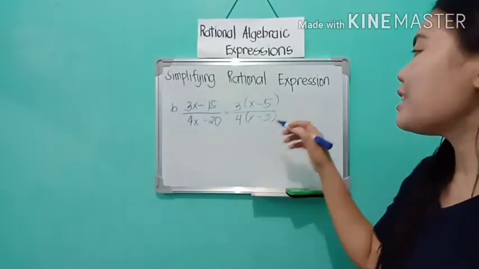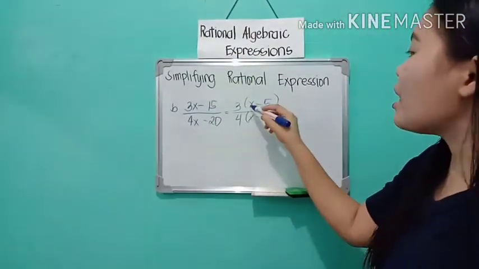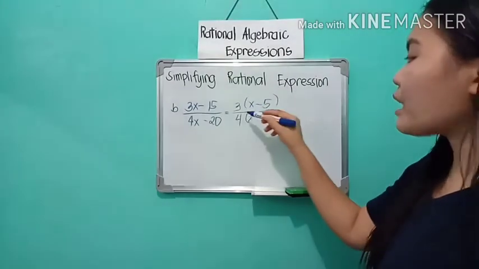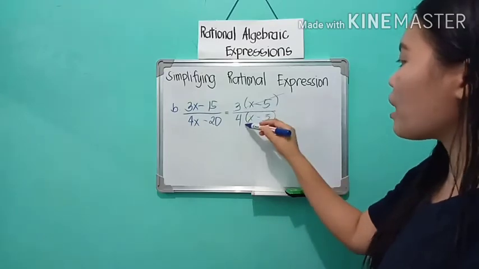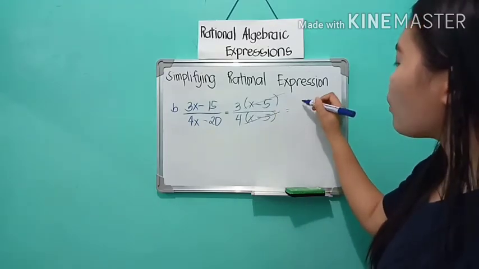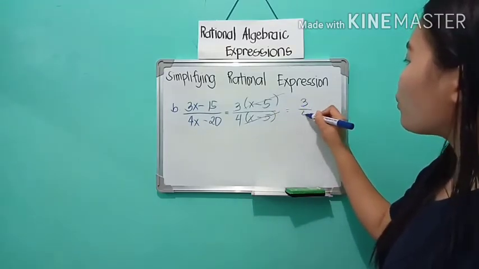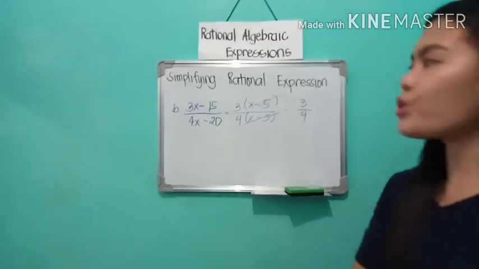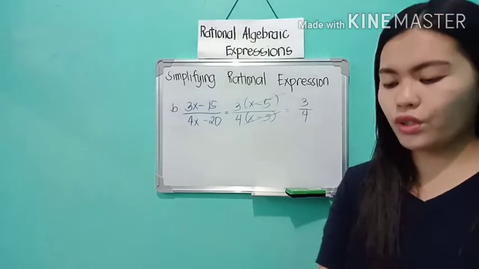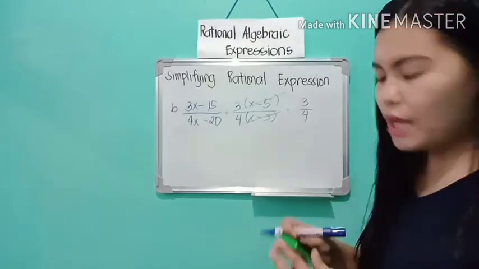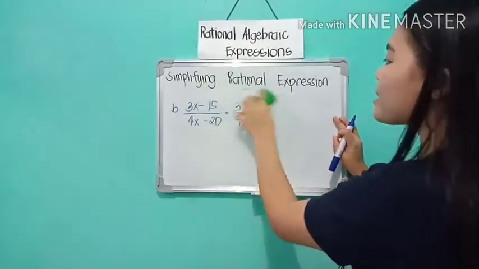So next, let's simply cancel the same expression. We have here x minus 5 and x minus 5. Let's just cancel the ones that are the same. Then copy what was left, and that is your final answer. So that is the simplified rational algebraic expression. So, let's move on to another example.